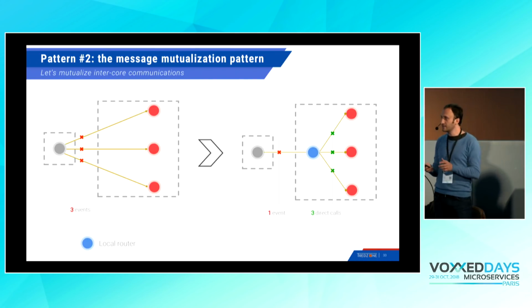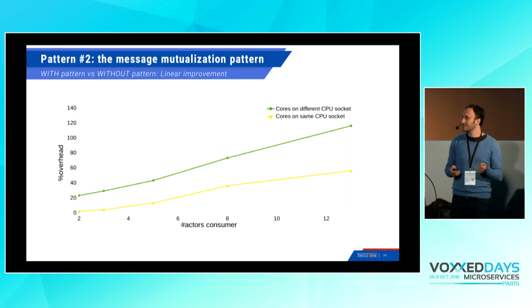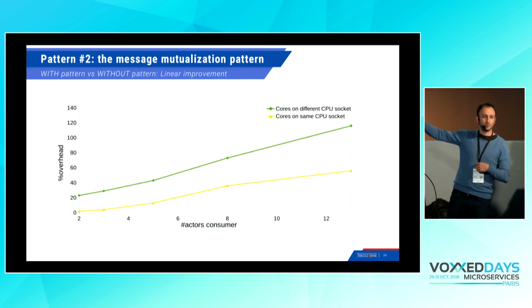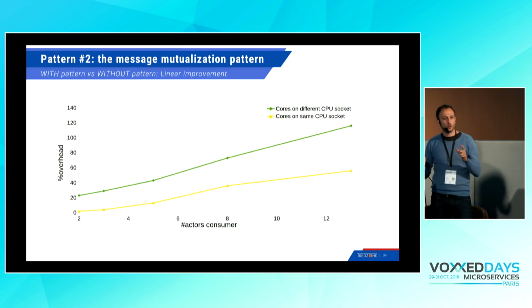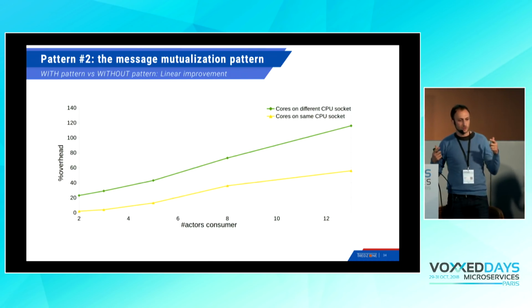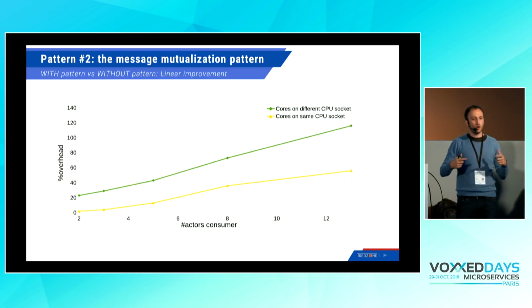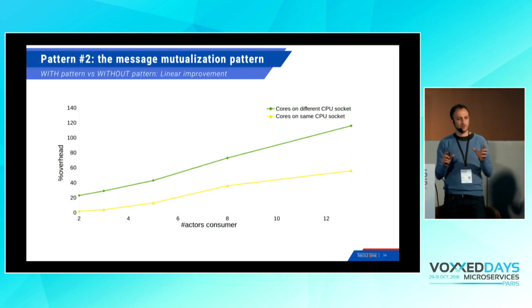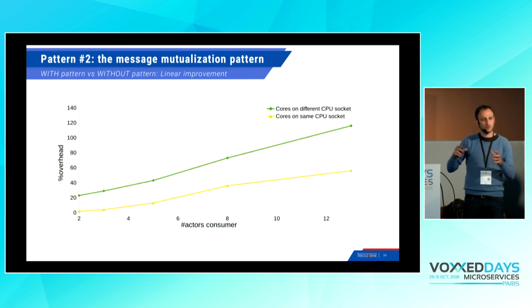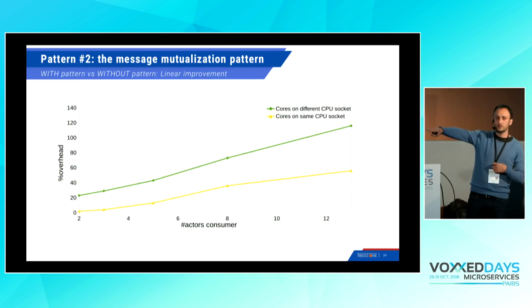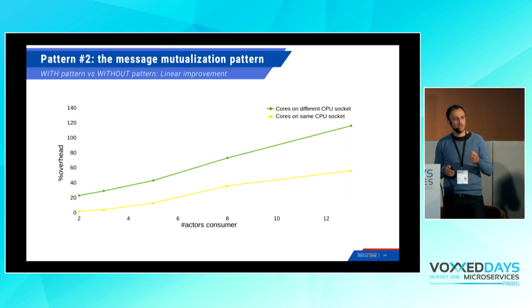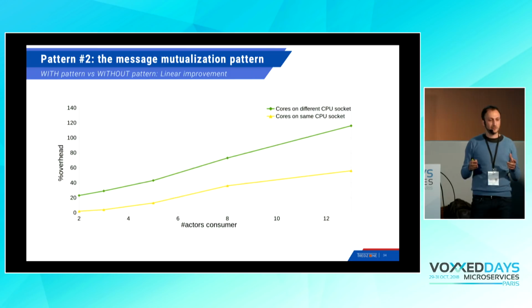So you could ask, are you sure that it improves something? Yes, you have improvement. Depending on whether the cores are on the same socket or on two different sockets, I mean the same CPU or not the same CPU inside the same server, you will have great improvement in terms of communications. This is something really important to think about when you are designing your microservices running on the same server.